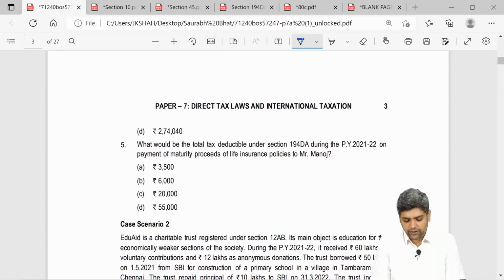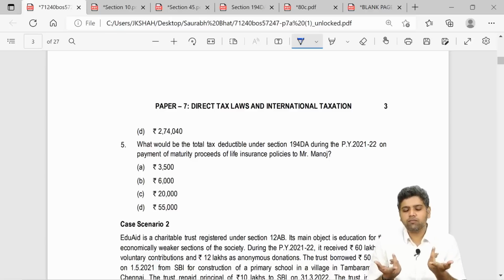Last one, what would be the total tax deductible under section 194 DA during the previous year 21-22 on payment of maturity proceeds of life insurance policies to Mr. Manoj? Now, you know friends, that's one of the beauties of MCQ type questions. Suddenly the question can move from one chapter to another. In your descriptive questions, big questions, very rarely that happens, because they can touch upon only one or two topics as far as descriptive questions are concerned.